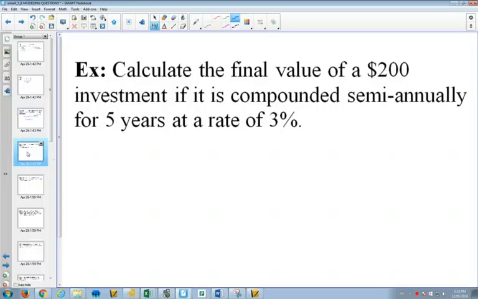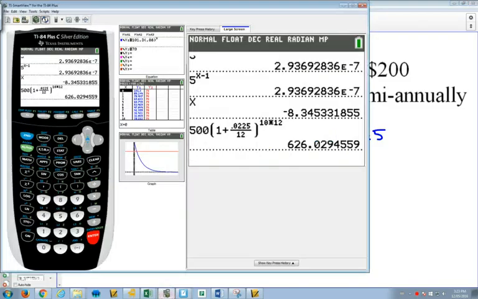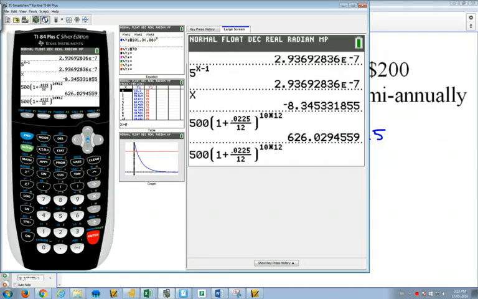So here's another one. Calculate the final value of a $200 investment compounded semi-annually at 3%. So semi-annually means how many times per year? Twice. And after 5 years. So again, you should be able to plug everything into this.